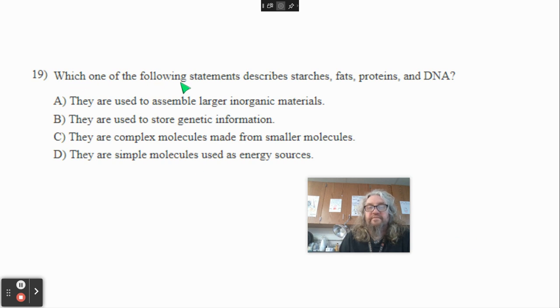Which one of the following statements describes starches, fats, proteins, and DNA? A, they are used to assemble larger inorganic materials. B, they are used to store genetic information. C, they are complex molecules made from smaller molecules. D, they are simple molecules and they are used as energy sources.